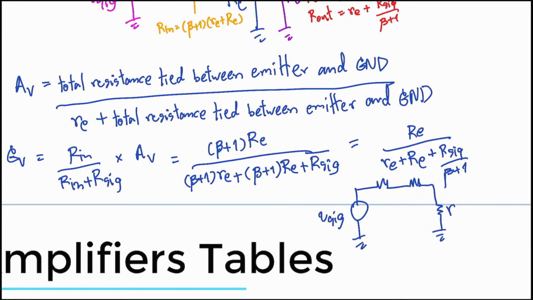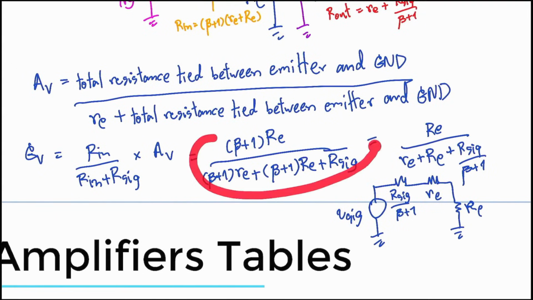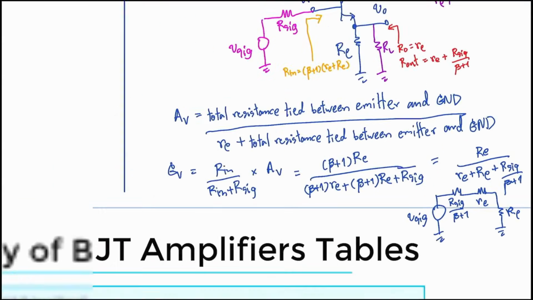This is the Re, and here we have the Re. Furthermore, there is an R signal that is being divided by beta plus 1, or you can write it this way too, no problem at all. I honestly don't know if it makes it more confusing or not for you. I think that's pretty much it.